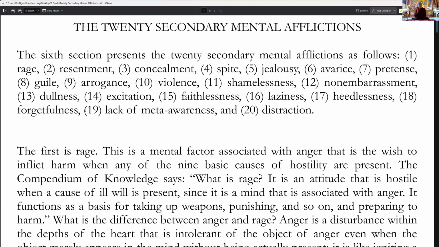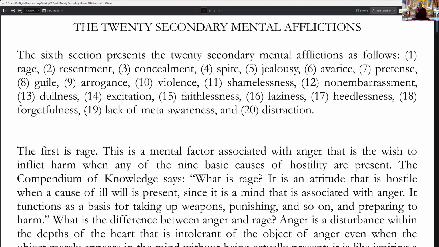Within these 10, the worst are shamelessness and non-embarrassment. These two mental defilements are the worst. They are 100% negative and bring you negative actions. So those 10 secondary mental afflictions only cause non-virtuous actions. Never neutral actions, never virtuous actions. Of course, virtuous action cannot come because these are mental defilements. Is it clear?